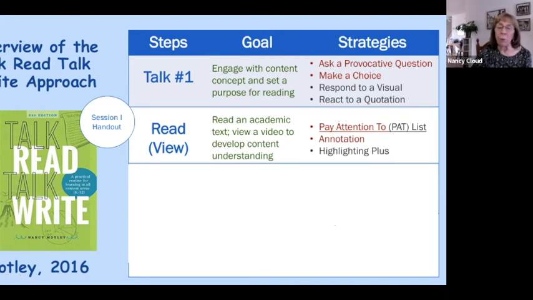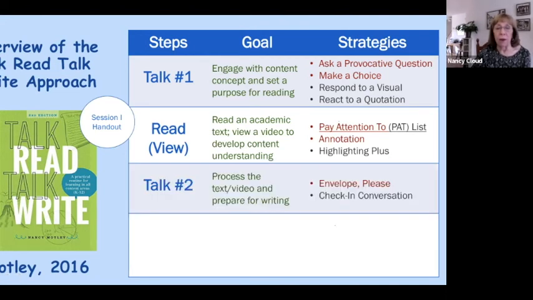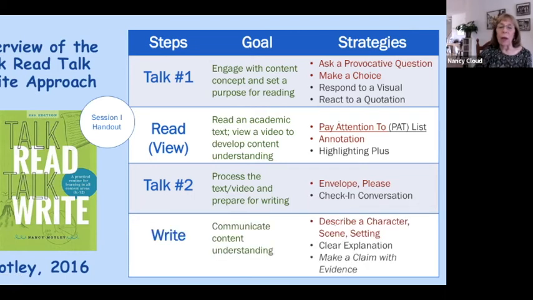After we read, we make sure kids comprehend what they read by doing a second talk where they process the text or video and prepare for writing. With the narrative text, we're going to show you envelope please. With the expository text, we're going to show you check-in conversation. And then we have kids write. After we've done all of this, then we have them write to communicate their understanding.